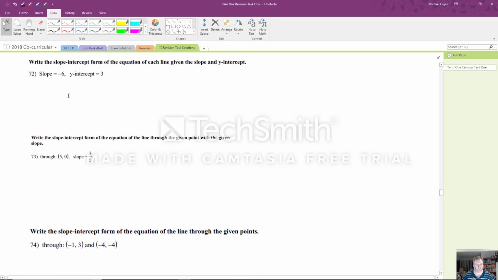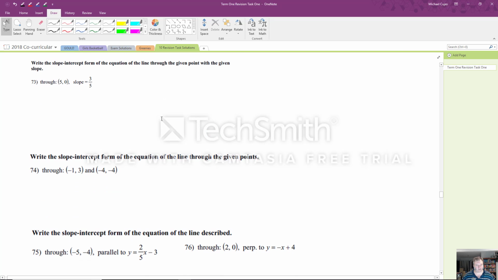Write the slope-intercept form of the equation. Given this information, kindergarten work, isn't it? Y equals -6x plus 3. Slope-intercept, gradient-intercept. Same thing. Let's have a look at the next one.